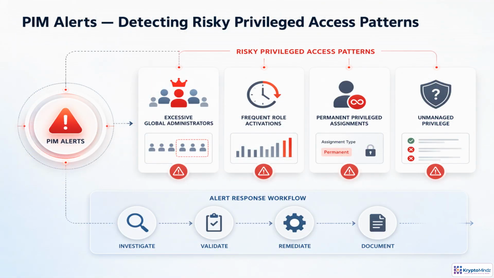PIM alerts provide focused risk signals for privileged identity management. They help you spot conditions that deserve review, such as too many global administrators, roles being activated unusually often, standing privileged assignments, or access that is not being properly governed. Treat each alert as a starting point, not a final verdict. Investigate the account, role, timing, and business reason. Validate whether the activity was expected. Then remediate by reducing assignments, enforcing just-in-time access, or tightening approval rules. Finally, document the decision. PIM alerts complement SIEM monitoring by highlighting identity-specific privilege risks.